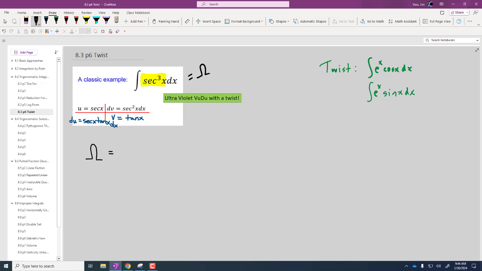So the original integral, we're now going to do our integration by parts, our ultraviolet voodoo. So we're going to have secant times tangent. So that's UV, ultraviolet, minus the integral of voodoo. Voodoo is the bottom row, so that's going to be secant times tangent squared of x dx. So there is our first integration by parts.